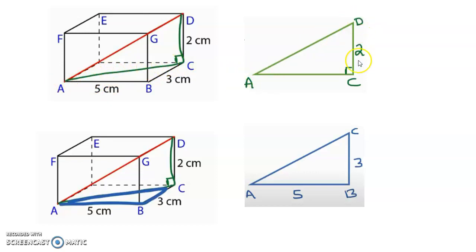This right triangle here is the projection of this right triangle. So ACD. We have CD here, which is 2 centimeters. We don't have AC. If we don't have AC to calculate AD, then we need to find another right triangle to calculate AC.